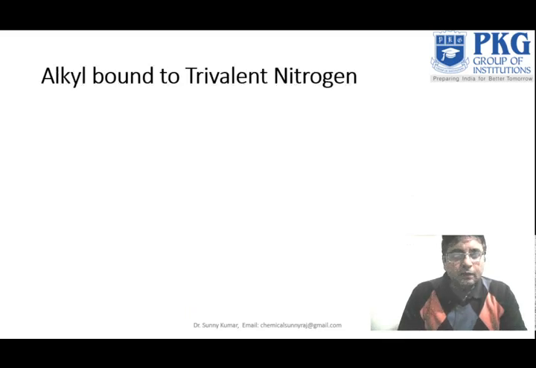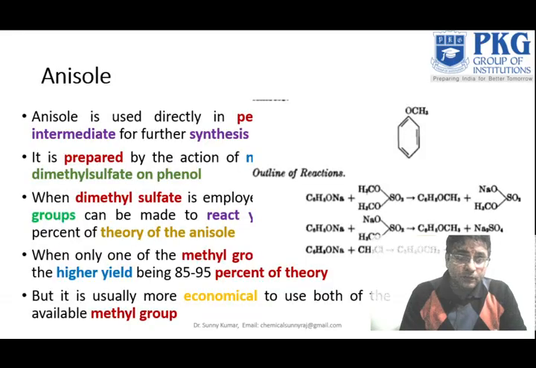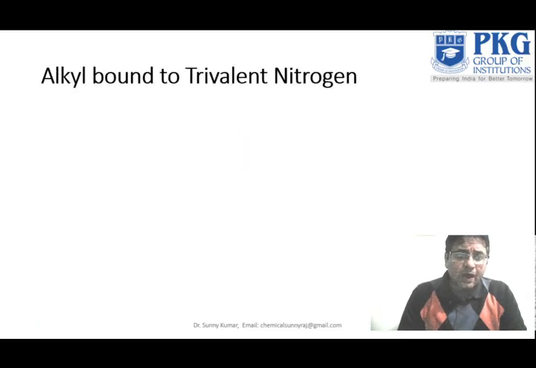Again, we will discuss another topic, which is alkyl bound to trivalent nitrogen. If you want to read the full details of anisole, you can read in the textbook, which we described in lecture 1. Okay, so alkyl bound to trivalent nitrogen. Dimethylamine is a major component, which is (CH3)2NH.